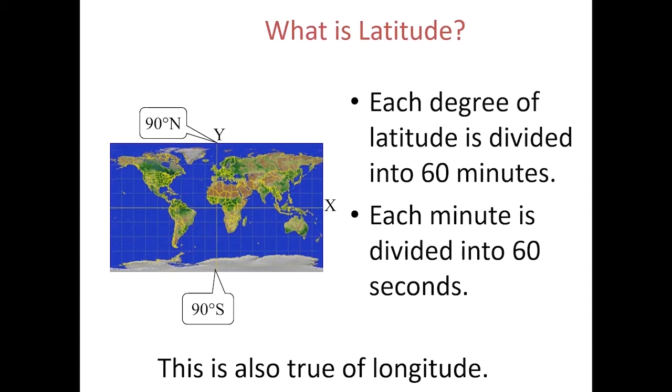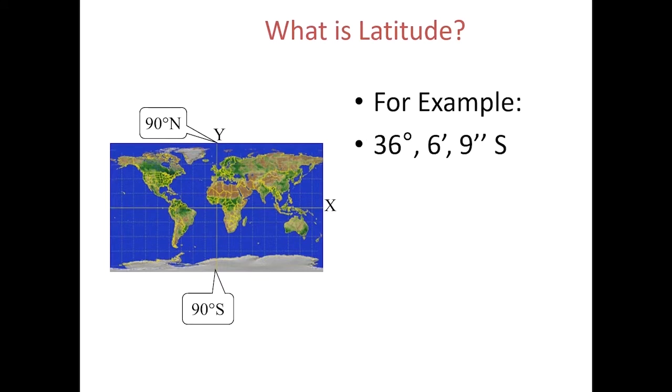So for example, we would express latitude as something like this accurately: 36 degrees, 6 minutes, 9 seconds south. And you can see the marks that we use for degrees, which is a little circle, which you probably knew, a dash for minutes and 2 dashes for seconds.